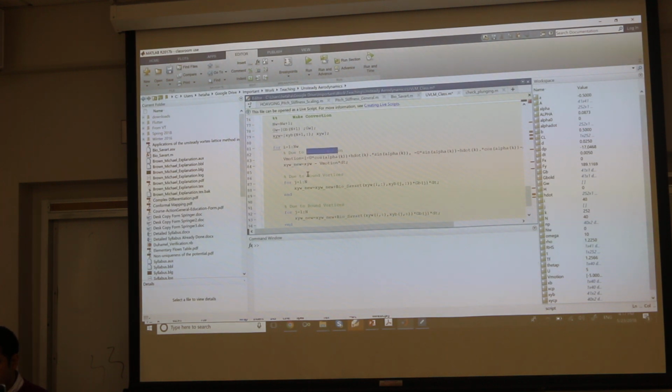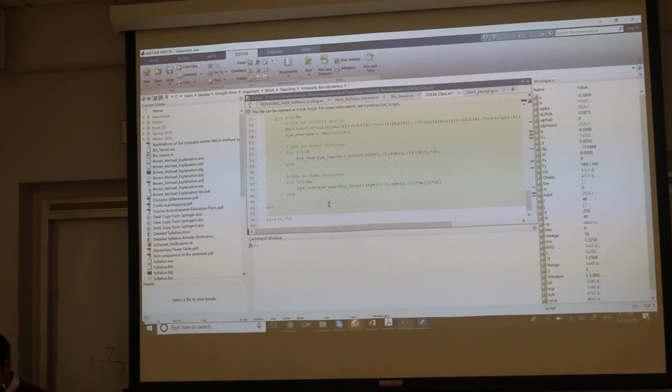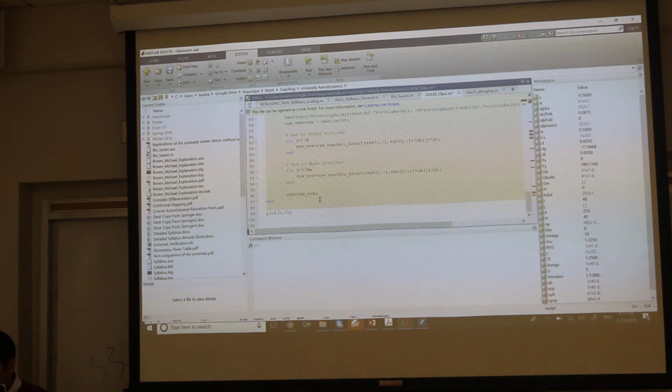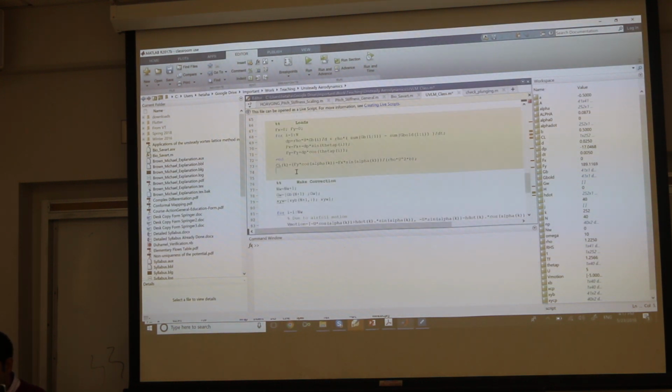The last one is very similar. We did airfoil motion, did bound vortices, what's the last one? Wake vortices. So this is easy. This will be changed to what? W and W, in wake. And here, this is wake, and this is wake, and that's it. We need, of course, to say that xy wake for the next time step is actually the new one. Hopefully this is okay. This is done. Let's see what we will get.